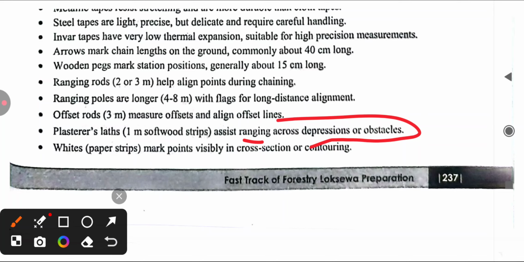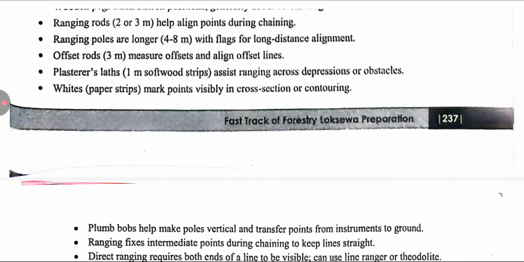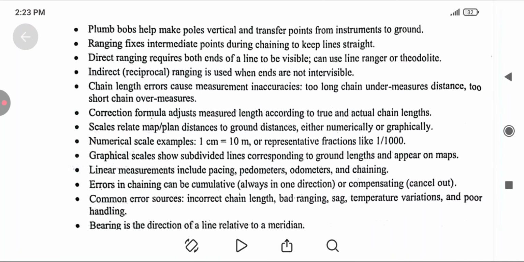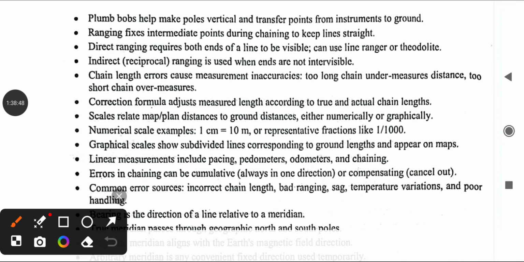White paper strips mark points visibly in cross sections for contouring. A plumb bob helps keep the pole vertical and transfers a point from the instrument to the ground. Ranging fixes intermediate points during chaining to keep the line straight. Direct ranging requires both ends of a line to be visible, and can use a line ranger or theodolite. Indirect or reciprocal ranging is used when the ends are not intervisible.